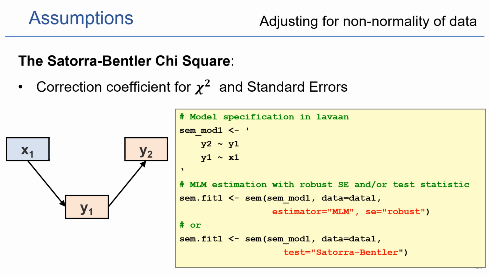Let's then use the Satorra-Bentler chi-square estimator for our model. This has the corrected coefficient for chi-square and for standard errors to account for non-normality of our data. In R, in lavaan, we set our estimator to MLM and our standard errors to be robust, and this will allow us to utilize the Satorra-Bentler chi-square estimator. Alternatively, you can simply use the argument test equal to Satorra-Bentler, and this will do the same procedure for us.